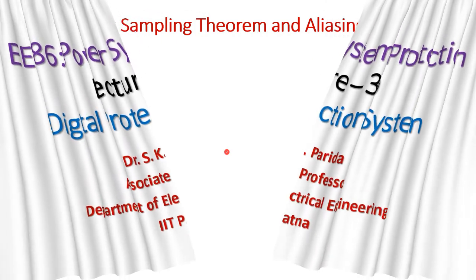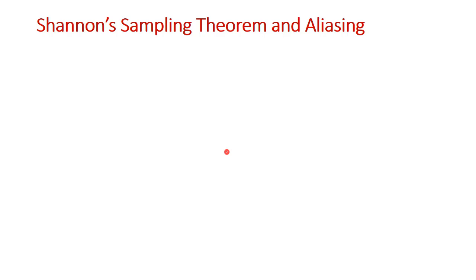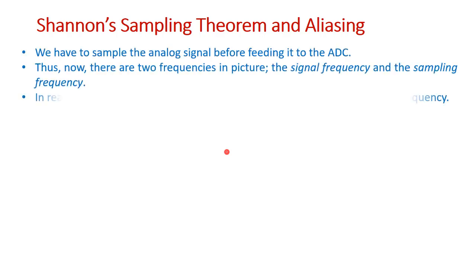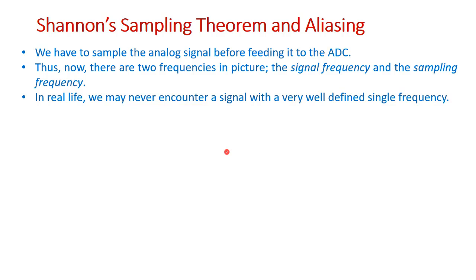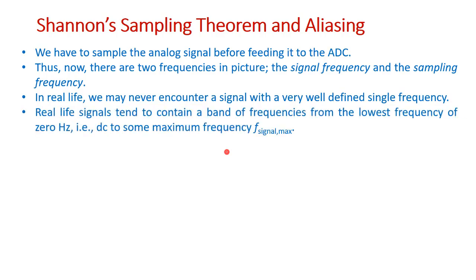So we discussed that Shannon's sampling theorem says, as we already discussed, that we have to sample the analog signal before feeding it to the ADC. Now there are two frequencies in the picture, one is the signal frequency and the other is the sampling frequency. In real life we may never encounter a signal with a single well defined frequency. Every signal we process in real life consists of many frequencies, so we call it a band of frequencies, from the lowest frequency to the maximum frequency, and that band is called the bandwidth, hence we talk about the signal bandwidth.